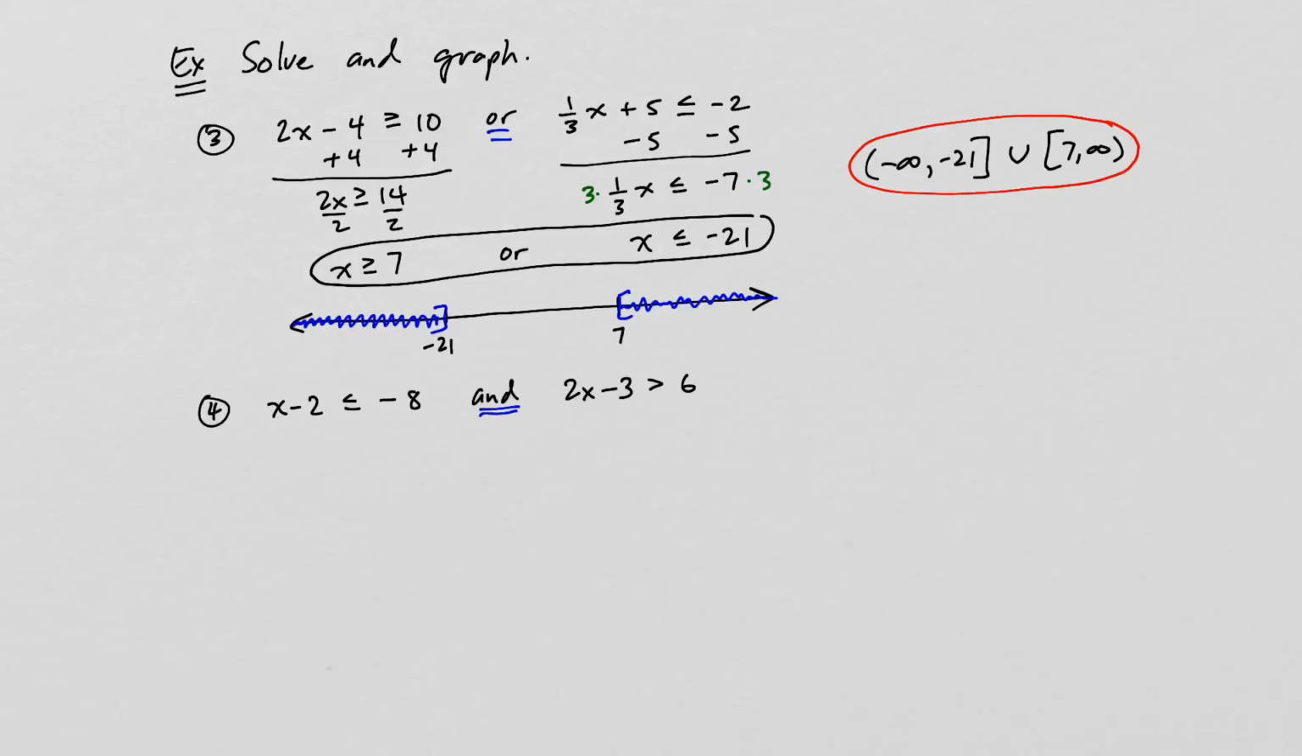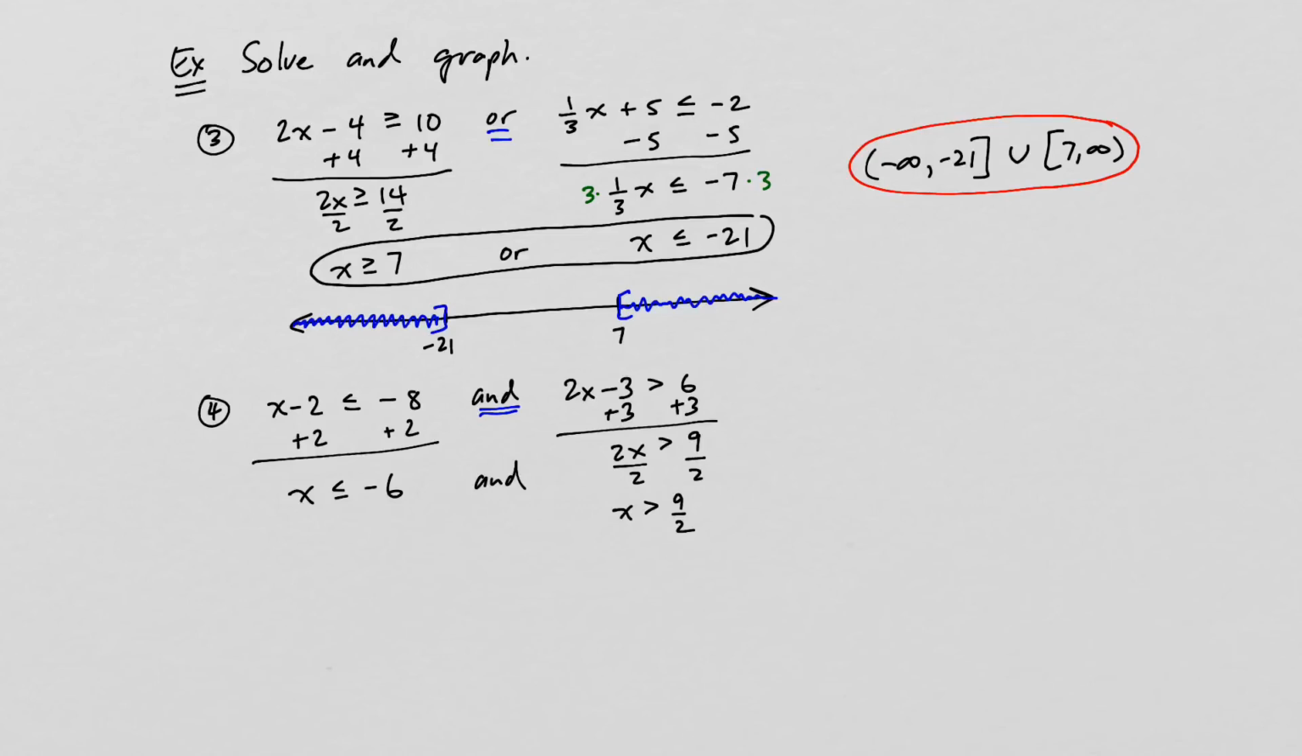And so our next example is very similar, except that we do have the word and. Now, the fact that we have the word and doesn't really affect anything that we do in the beginning. We still have to solve each one of these. So for the first one here, I'm going to add 2 to both sides, which gives us x is less than or equal to negative 6. And then for the other one, I need to add 3, which gives us 2x is greater than 9. And then we have to divide by 2, which gives us x is greater than 9/2.